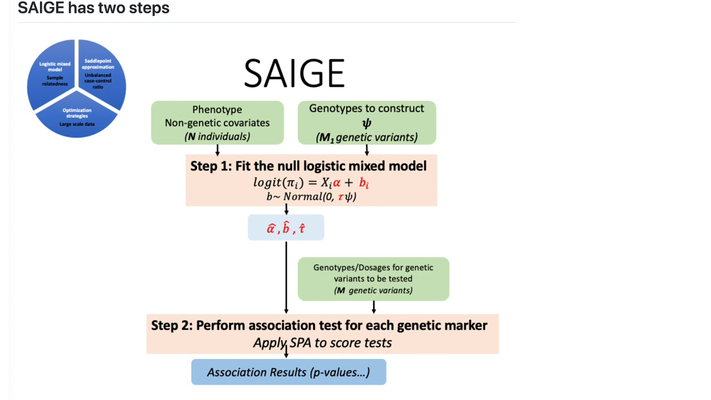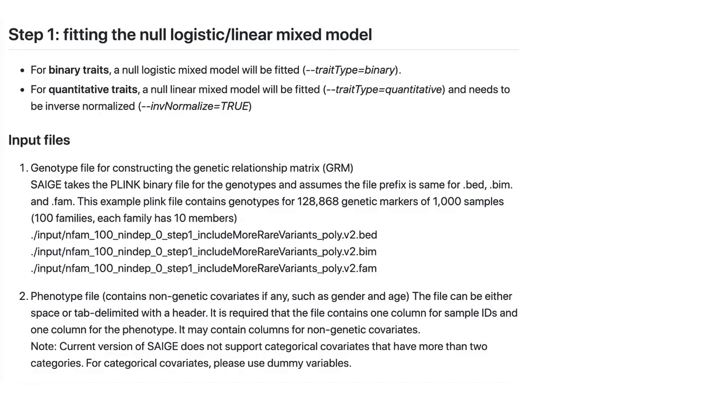So SAIGE has two steps. The first one is to fit a null logistic or linear mixed model. And the second one is to perform association tests for each genetic marker that we want to test, while applying the SPA to score tests to account for unbalanced case control ratios. Here's step one: you can use the trait type option to specify whether it is a binary or quantitative trait. For binary trait, SAIGE will automatically fit a null logistic mixed model, and for quantitative trait, it will fit a null linear mixed model.